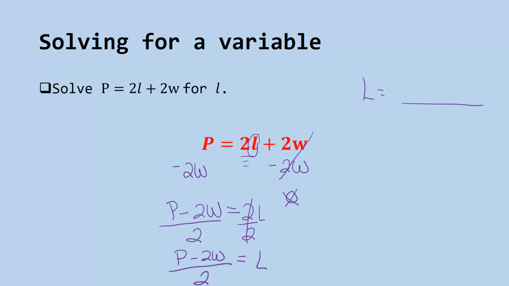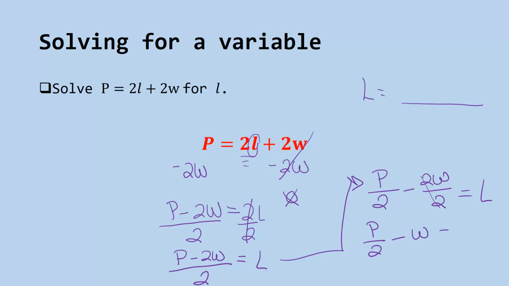And again, if you would need to break this up into two fractions, you could, by simply putting p over 2 minus 2w over 2. Now it does look like these two would cancel, so you could write p over 2 minus w equals L. Either of those should be a correct answer, depending on what is expected or what you're using this problem for.